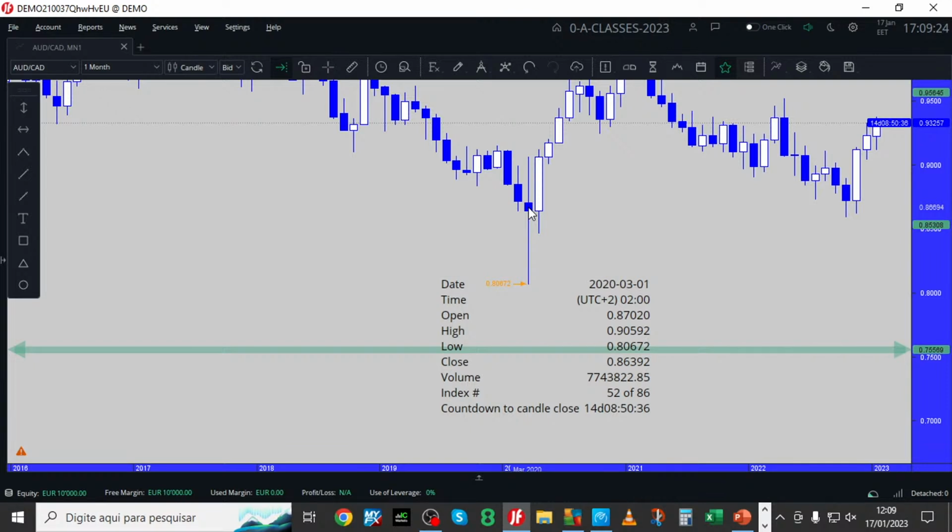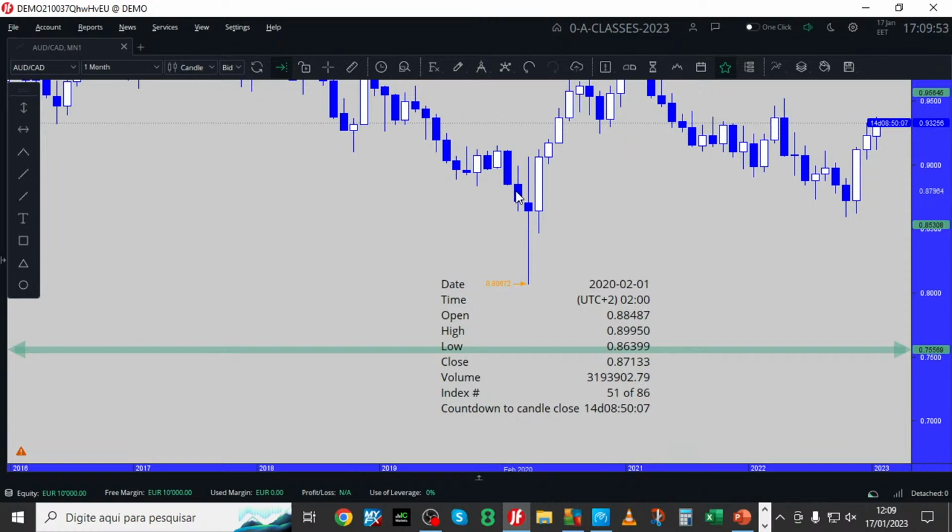0.80672. Now here is the question. Does this central candle have two candles on the left and two candles on the right? Yes, it does, right? Now here is the next question. Do the two candles on the left and the two candles on the right have higher or lower low values? So the low value of the central candle is 0.80672. I'm going to scroll the mouse on the left.